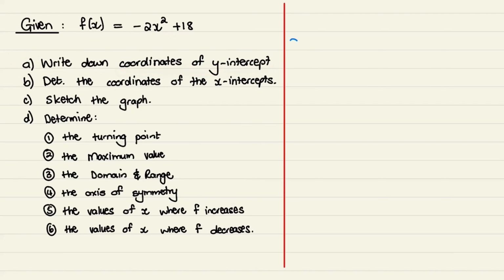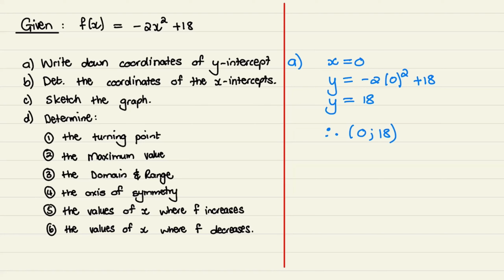So to find the coordinates of the y-intercept, I need to make x equal to 0 in the given equation. So I'll have y is equal to negative 2 times 0 squared plus 18. And therefore y would be equal to 18. So the coordinates of the y-intercept is where x is 0 and y is 18.